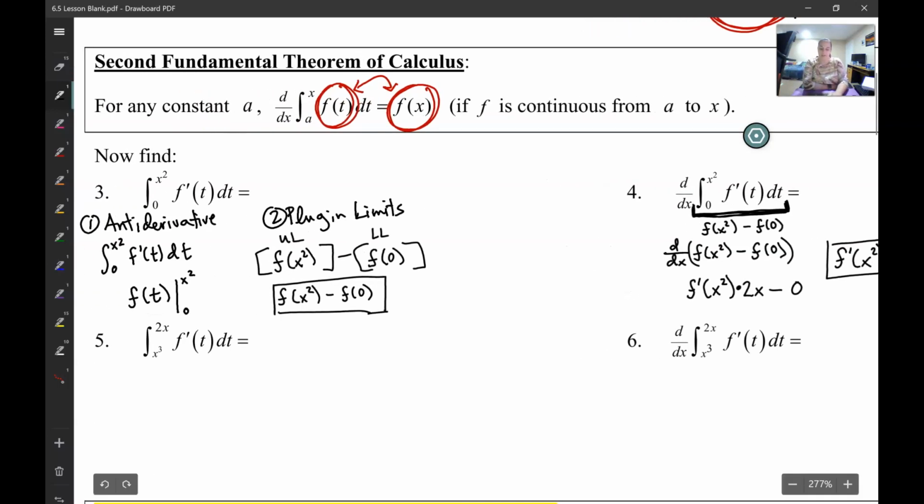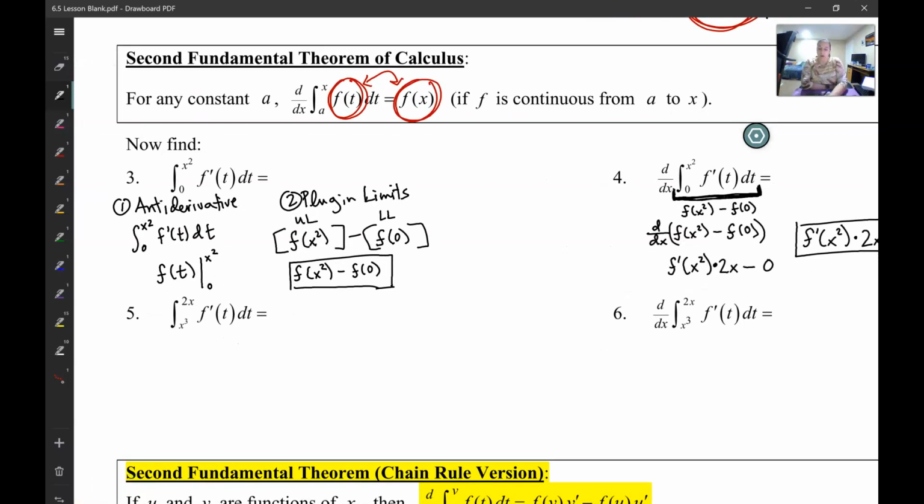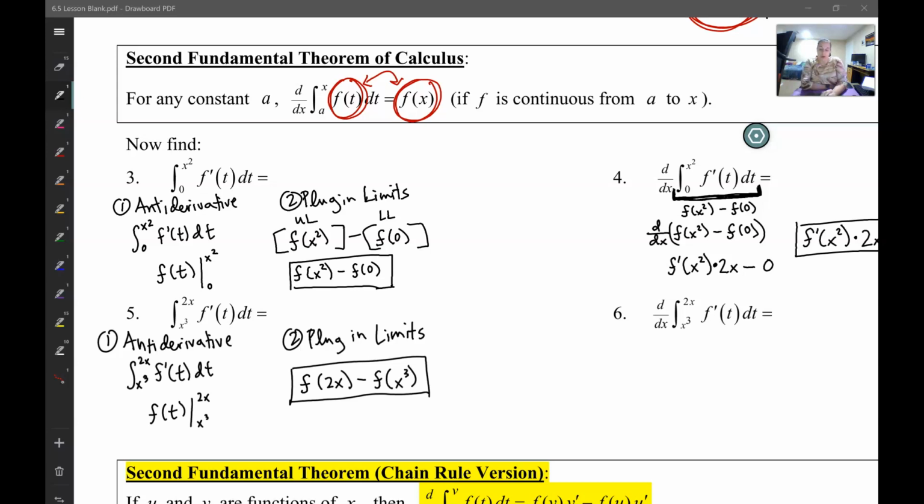Okay, let's try examples 5 and 6. I want you to try number 5 on your own, following those same 2 steps: take the antiderivative and then plug in the limits. Then come back and check your answer to see how you did. Okay, check what you got with what I got. I got f of 2x minus f of x cubed, because the antiderivative of the derivative is the original, and then I just plug in the limits and subtract.